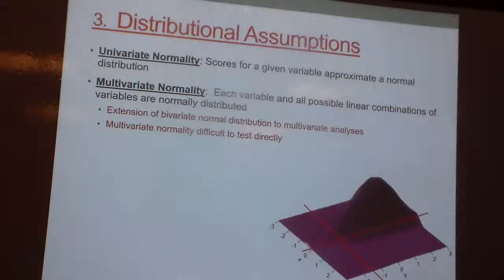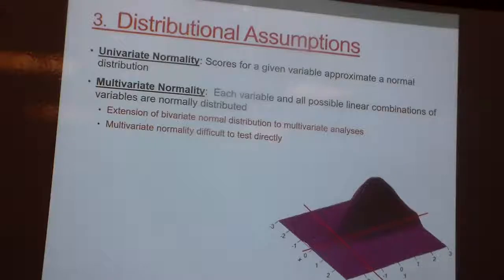Multivariate normality is similar to the bivariate normality we talked about before, but now we're jumping into fourth, fifth, sixth, seventh, eighth dimensions and so on, where the assumption is that each variable and all possible linear combinations of variables are normally distributed. In the bivariate case, if it's just x and y, we've got our three-dimensional graph that we can visualize. For each value of y, all the corresponding x's have a normal distribution.